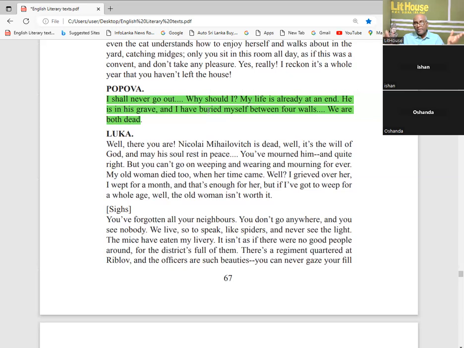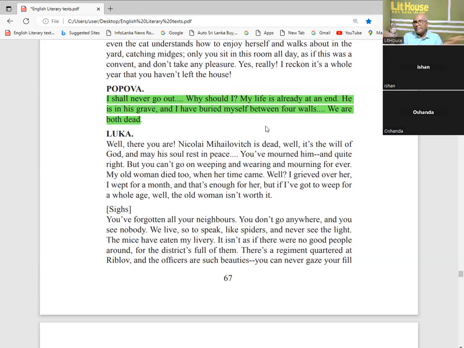He is in grave. He means her husband. Nikolai. Her husband's name is Nikolai. He is in grave. In a grave. He is buried. Tomb. I have buried myself between four walls. I am also in a tomb, grave. Four walls means her room. She says her room is like a tomb.